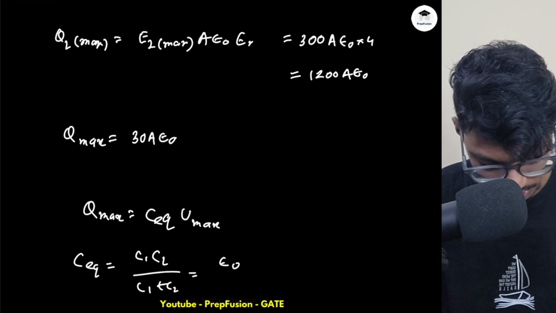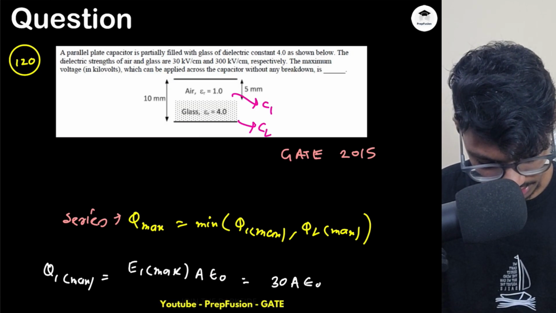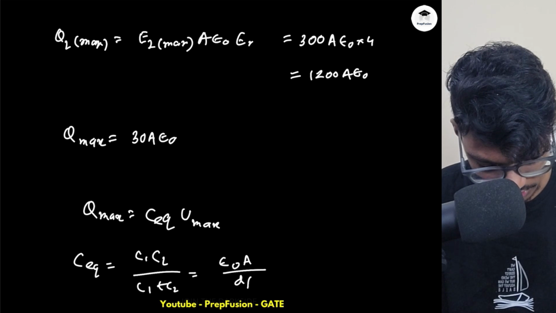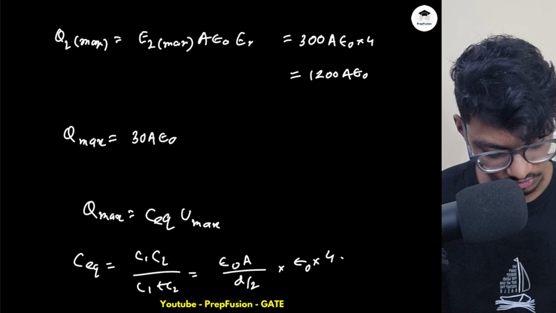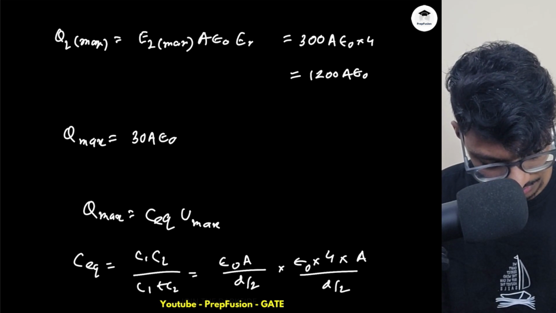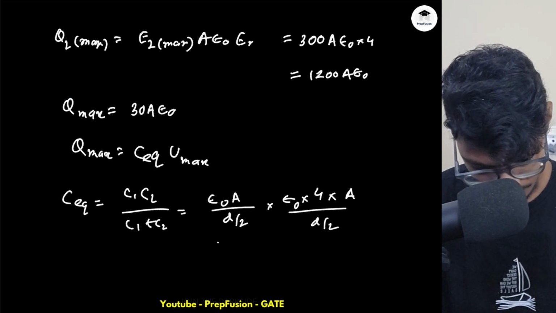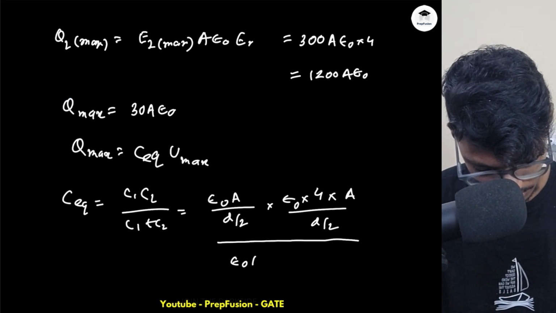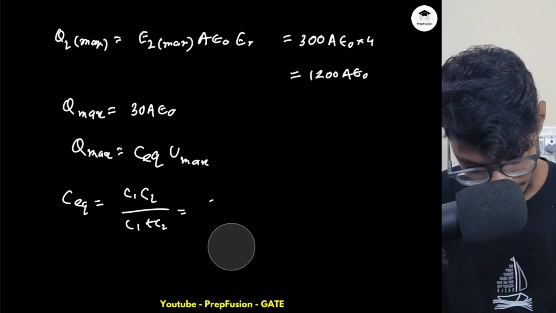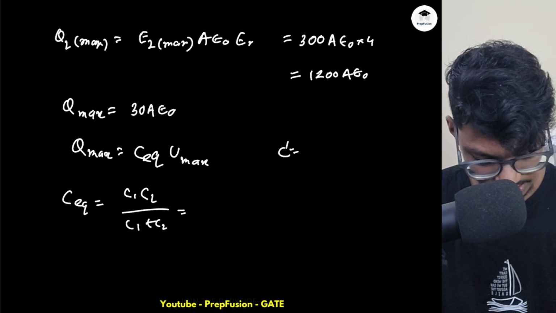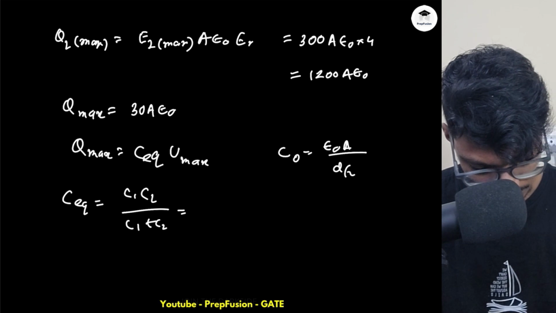Basically it will be epsilon naught A for C1, divided by the distance d by 2. And for the glass, epsilon naught into epsilon R, which is 4, into A divided by d by 2, and these two will be added simply. So you can simplify this. C naught is equal to epsilon naught A divided by d by 2. Correct. D is 5 mm.